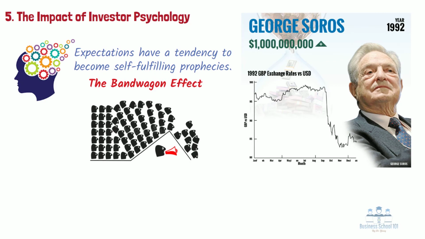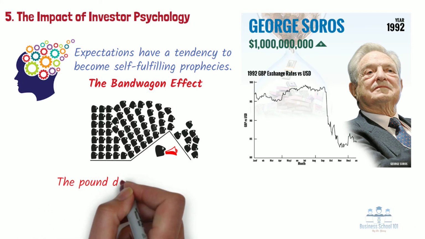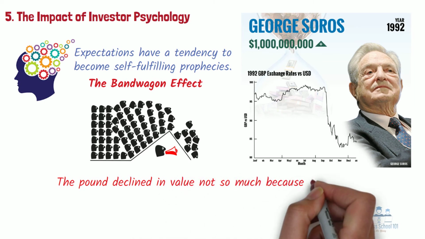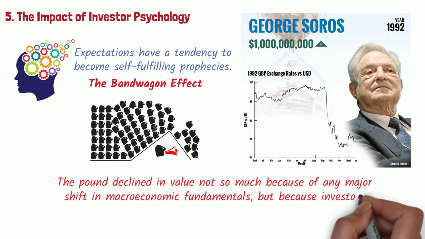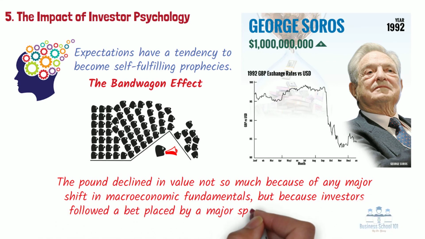As the bandwagon effect gained momentum, with more traders selling British pounds and purchasing Dutch marks in expectation of a decline in the pound, their expectations became a self-fulfilling prophecy. Massive selling forced down the value of the pound against the Dutch mark. In other words, the pound declined in value not so much because of any major shift in macroeconomic fundamentals, but because investors followed a bet placed by a major speculator, George Soros.